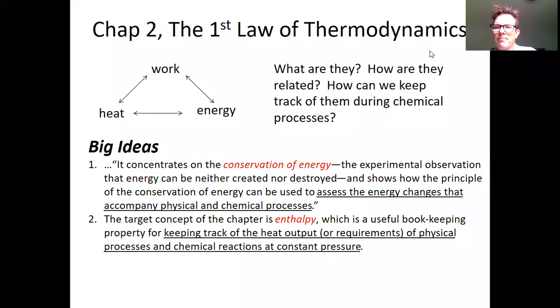All right. Morning, everybody. Moving on to chapter 2, the first law of thermodynamics. First law of thermodynamics concerns these three things.